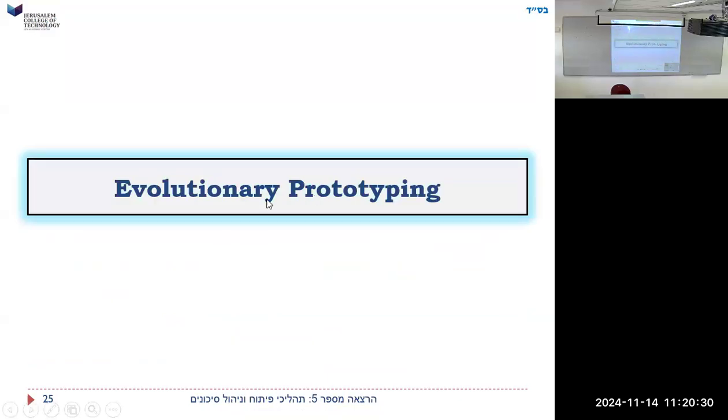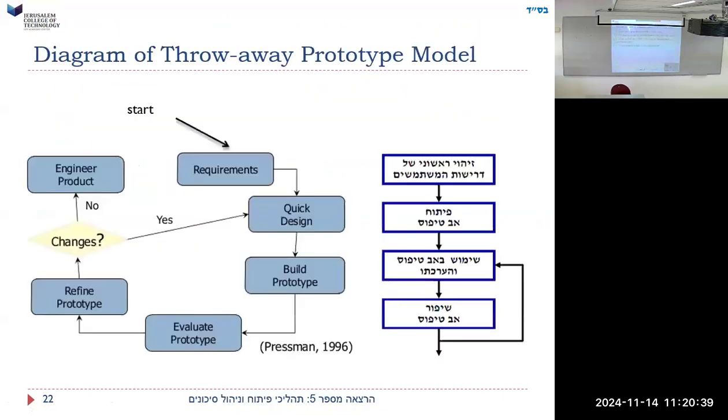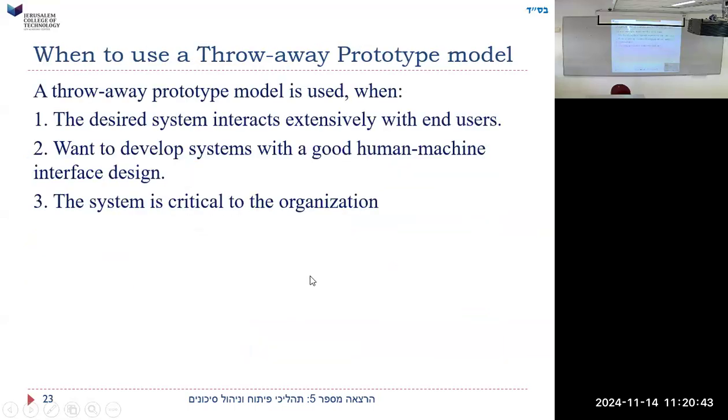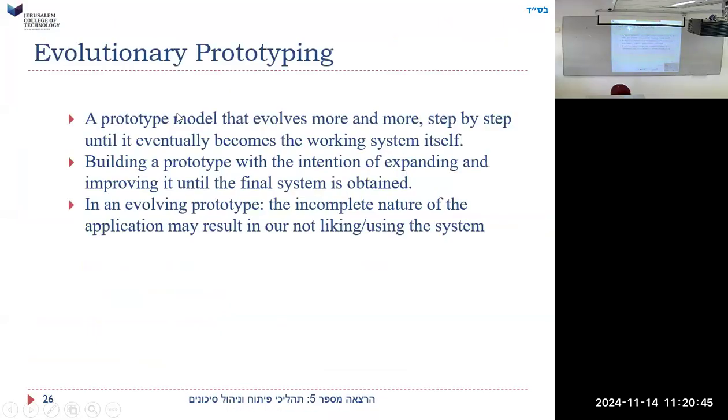Okay. Another type, I think it's the fourth or fifth: evolutionary prototyping. Well, the other one sounded like evolution because we said we go back and do a new design and build a prototype. Evolutionary prototype: a prototype model that evolves more and more step by step until it eventually becomes the working system itself. Now, we don't throw it away. That's the point. In evolutionary, we build a prototype and then we start filling it in, and we start changing it.